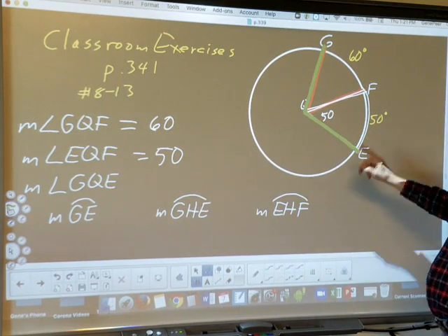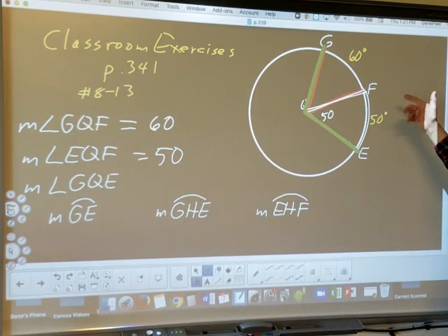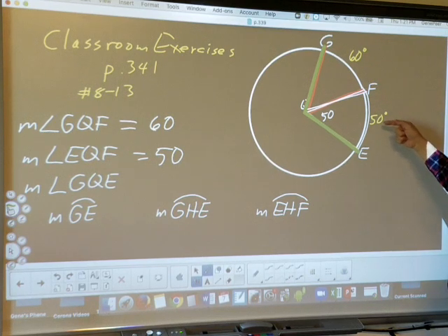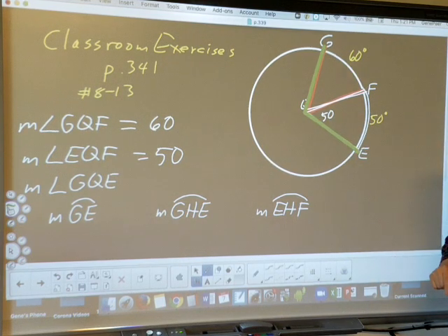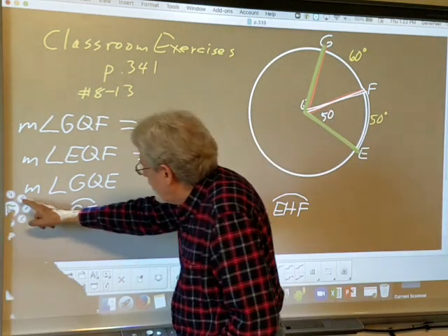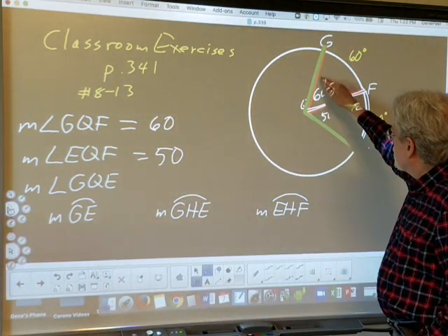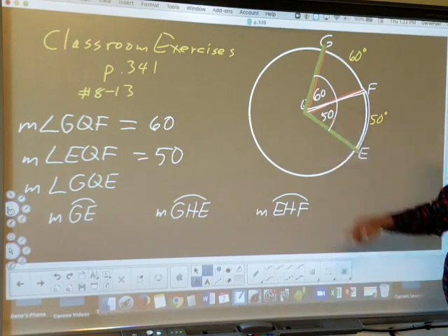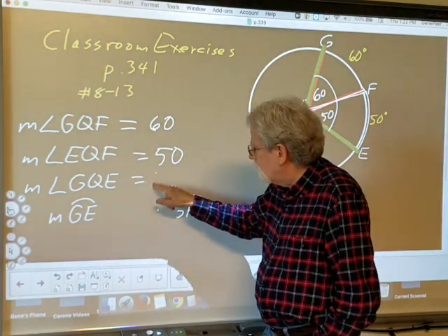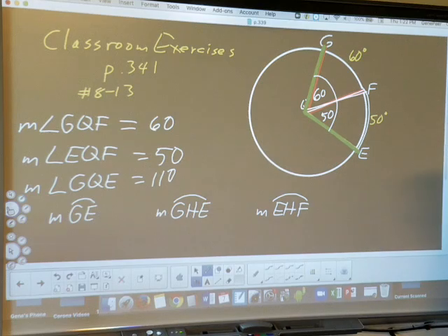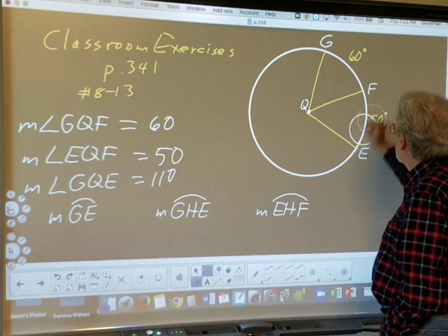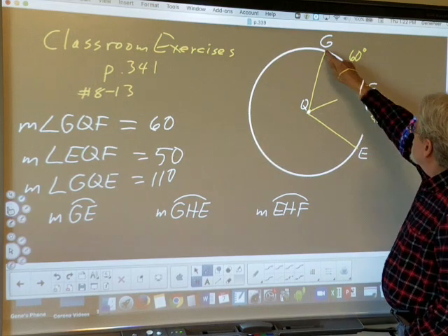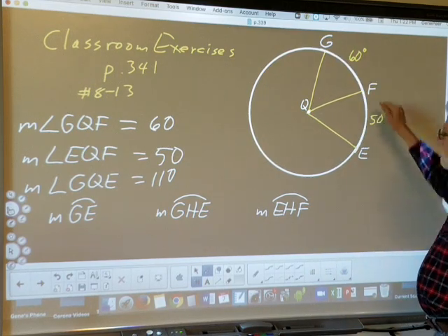GQE. Well, we could do it a couple ways. By arc addition, 60 plus 50 is 110. Therefore, angle GQE must be 110. Or you could say to yourself, hey, if this is 60, then that's 60. And so the angle has to be 50 plus 60, or 110. Any way you look at it, it is 110. Then how about the measure of arc GE? Okay, arc addition, 60 plus 50, 110.